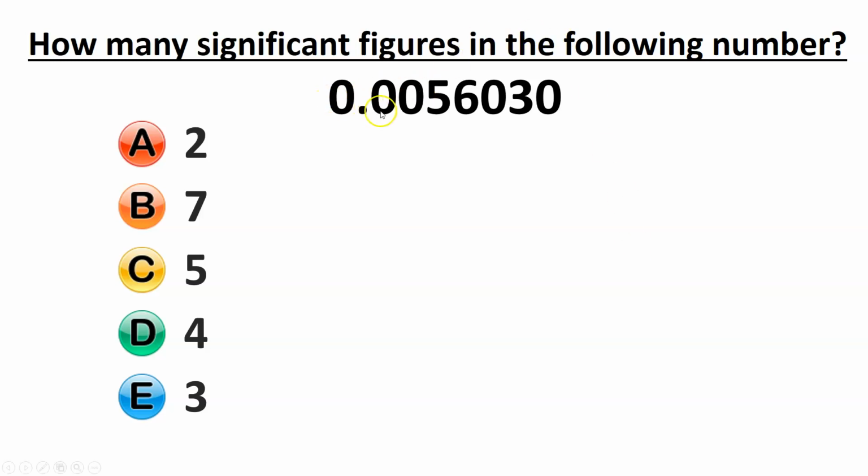All right, these are leading zeros, so they don't count. The 5 and the 6 count. The captive 0 that's trapped here counts. The 3 counts. And this trailing 0, because it came after this decimal, it does count. So this number has 5 significant figures.